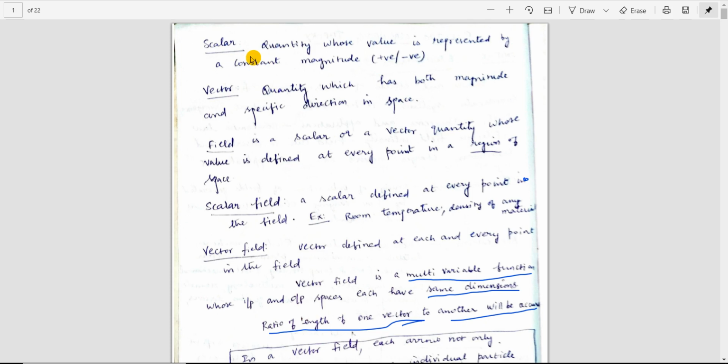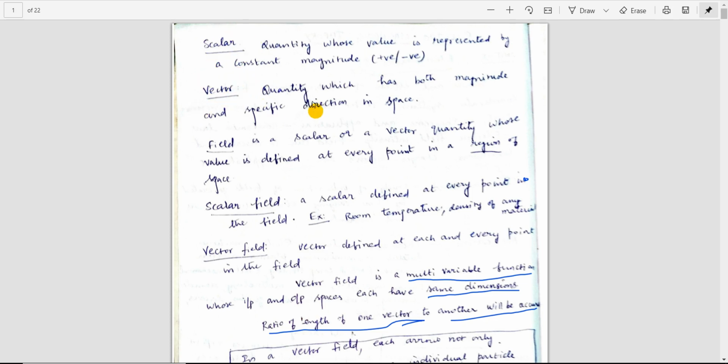First is a scalar. It is a quantity whose value is represented by a constant magnitude. It can be positive or negative. So if you are having a scalar, you can see an example as temperature, which is defined for any city. It is going to be a constant for a particular given time. So this is called a scalar. It should have only magnitude.